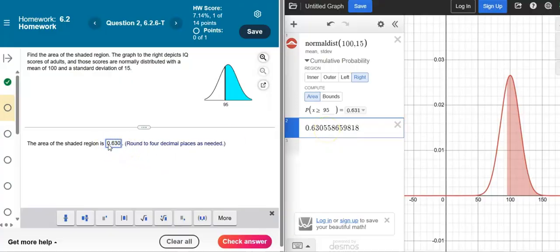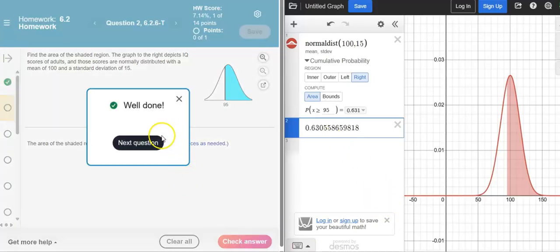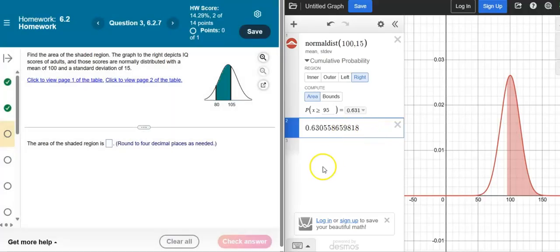So 6305. Now the next number is a 5 also, so I'll need to round that up to a 6. So do make sure you follow the rules of rounding, or again use that round feature that I talked about in the previous video.